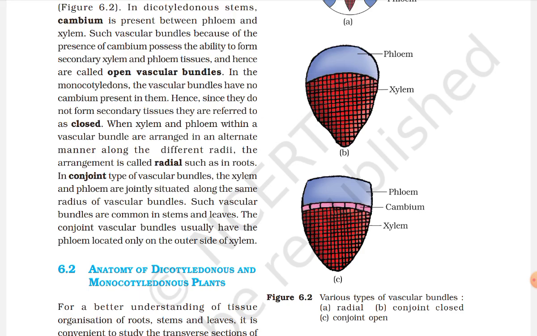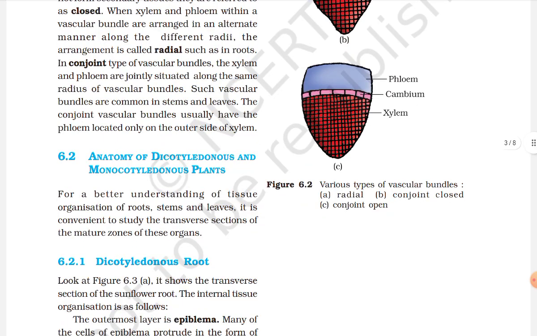In the monocotyledonous stem, the vascular bundles have no cambium present in them. Hence, since they do not form secondary tissues, they are referred to as closed. When xylem and phloem within a vascular bundle are arranged in an alternate manner along the different radii, the arrangement is called radial, such as in roots. In conjoint type of vascular bundles, the xylem and phloem are jointly situated along the same radius of the vascular bundle. Such vascular bundles are common in stems and leaves. The conjoint vascular bundle usually has the phloem located only on the outer side of the xylem.